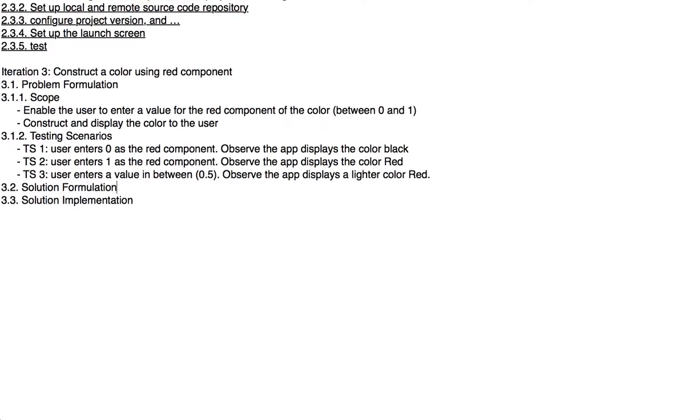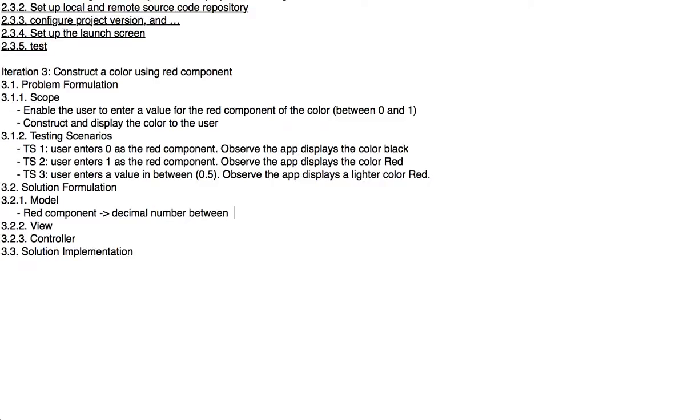So that's how we're going to test it. So how actually are we going to go about creating it? Think about the data, the user interface, and the controller, the logic. So the data, we have the red component of the color. The red component is a decimal number between 0 and 1. So that's the data.